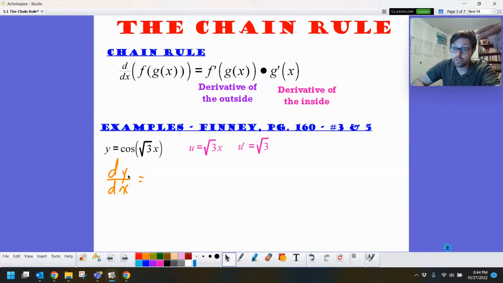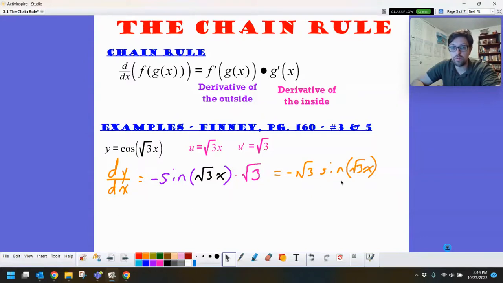So to find this derivative, we need to do the derivative of the outer part, the derivative of cosine, to get this negative sign. Note that the square root of 3 did not change. This inner piece does not change. Then we multiply that by what was inside of our cosine function, this square root of 3x. We multiply by its derivative, square root of 3. You could then rewrite this so that it's a little bit neat, but that's about all you need to do for chain rule.